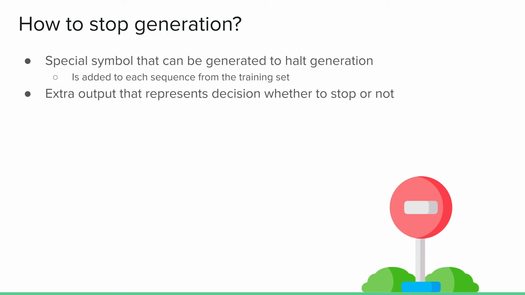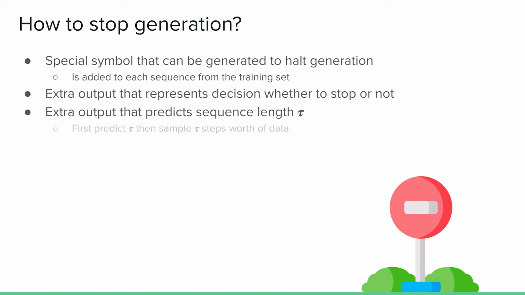We can have a second output head, if you will, which represents a decision whether we should stop or not. So we produce the output that we actually want, and we produce a second Boolean flag that says continue or stop. We can also say we want a fixed sequence, and split this by saying, please predict the length tau, the number of samples we want to produce from the input, and then we just sample tau times.